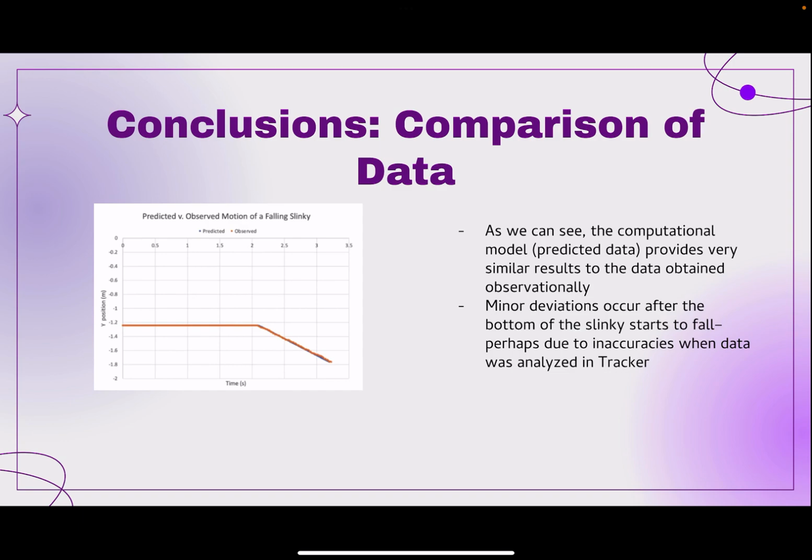We can then conclude this lab by looking at a comparison of the predicted versus observed motion. As we can see in the picture on the left, the computational model closely mirrors the data gathered through Tracker. This shows us that by accounting for all potential forces that would be acting on the Slinky, we are able to actually create a relatively accurate prediction for motion in the y direction of the falling Slinky. There are some minor deviations that occur, particularly after the Slinky starts to fall. This could be due to inaccuracies in tracking the center of mass via Tracker.